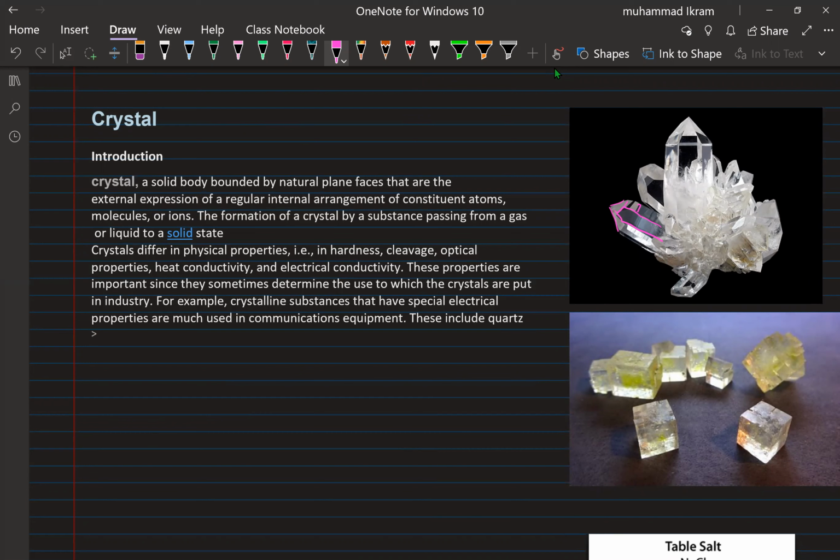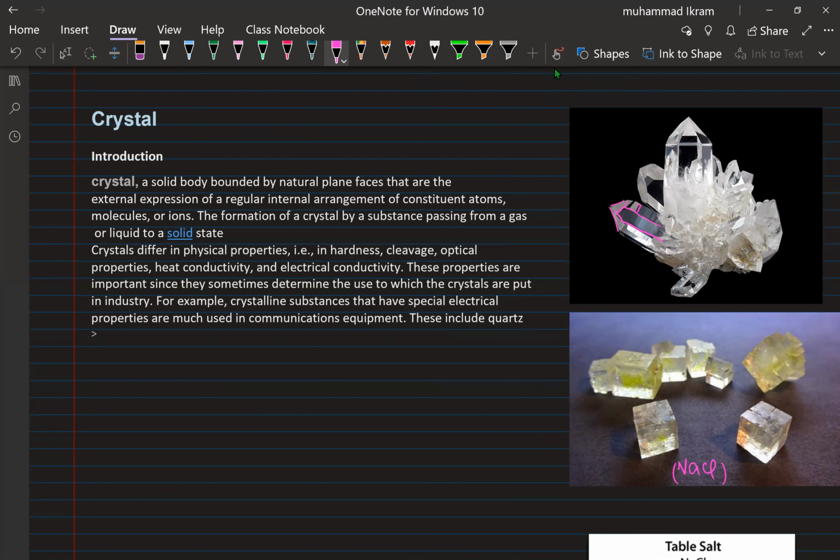So you see here, for example, we have the quartz crystal, and this is each face of the quartz crystal. This is the solid that is bounded by natural plane faces that are the external expression of the regular internal arrangement of the constituent atoms, molecules, or the formation of the crystal by substance passing from a gas or liquid into a solid state. Here we have the sodium chloride crystal also, an example of the sodium chloride crystal.